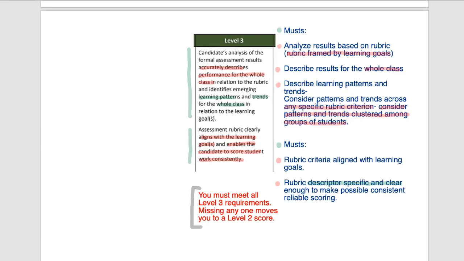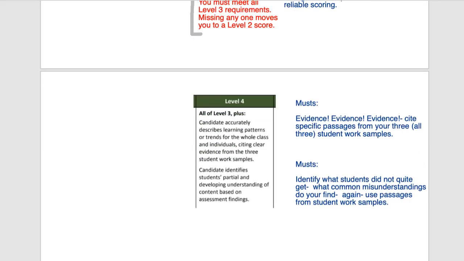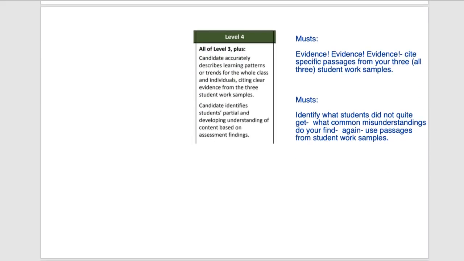Let's look what happens if we go a step up. This is Level 4. In Level 4, you can see there are two blocks here. Reading the first one, candidate accurately describes learning patterns or trends for the whole class and individuals, citing clear evidence from the 3 student work samples.